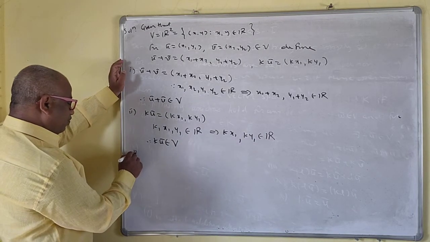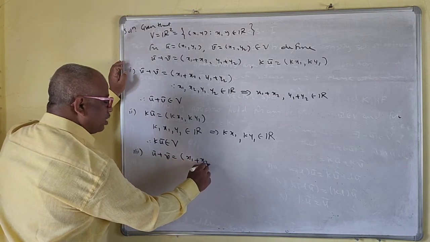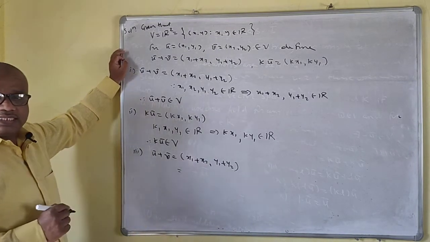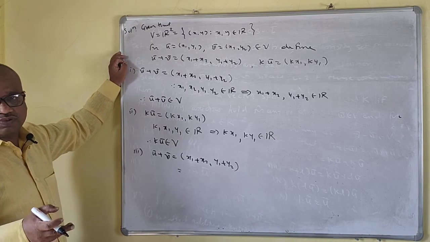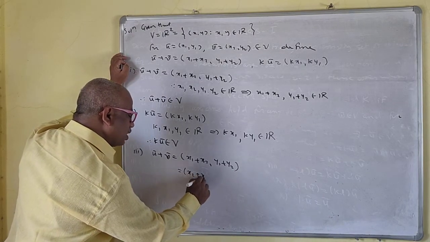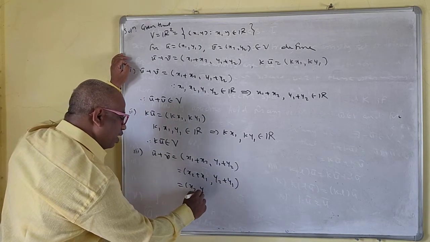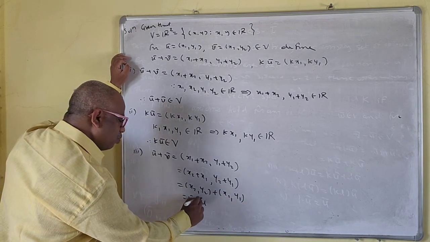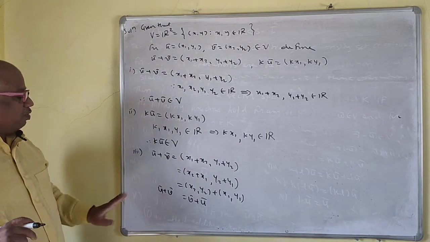Okay. So now the third axiom. U bar plus v bar is the same as x1 plus x2, y1 plus y2. I can write this because I know that the sum of two real numbers is commutative. That means x1 plus x2 is the same as x2 plus x1; x plus y is the same as y plus x for real numbers. So I can write this as x2 plus x1, y2 plus y1. And this is the same as x2, y2 plus x1, y1. So this is v bar plus u bar. Therefore u bar plus v bar is the same as v bar plus u bar.